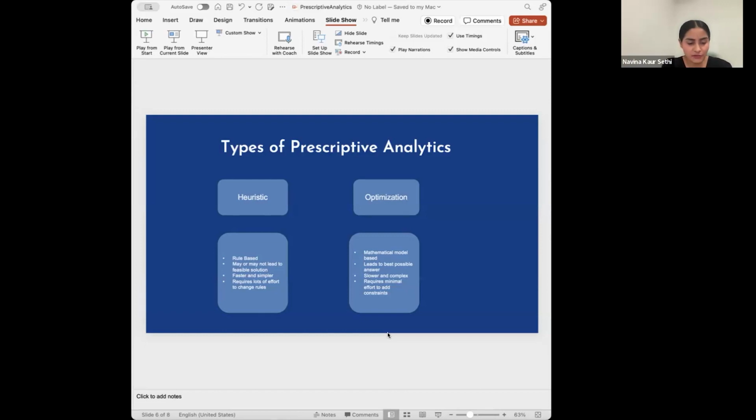It requires minimal effort in terms of constraints, because it's just a mathematical model, and you just plug in one more constraint saying we want to maximize this, minimize this. So it requires minimal effort to change. But the thing is, it is complex to build and slower. In the case of heuristic, you just say, let's make this change, and this is the date we are going to implement it. It's in stores the other day.